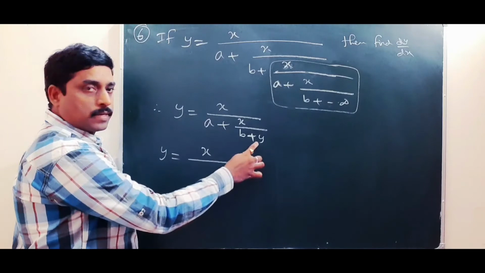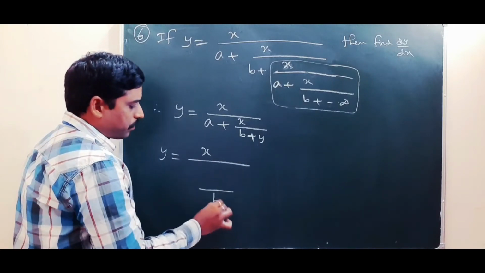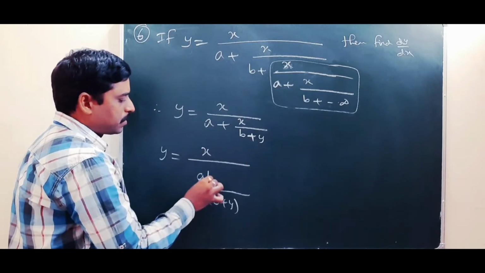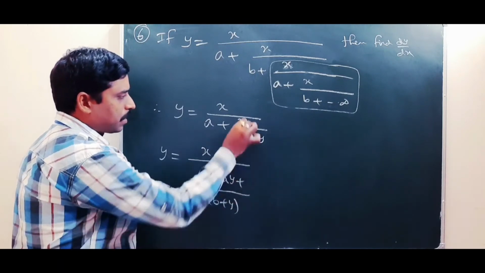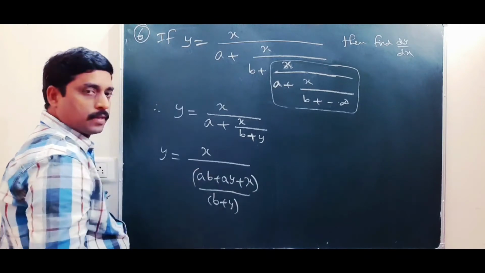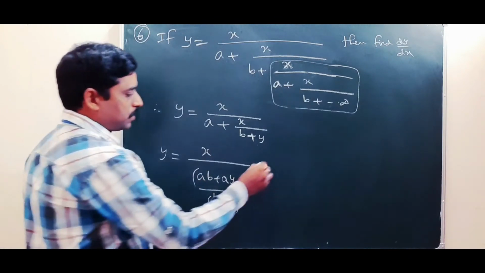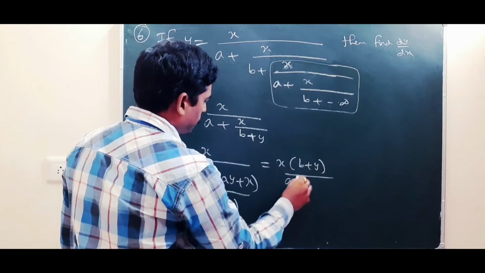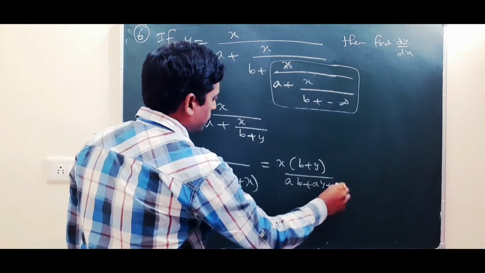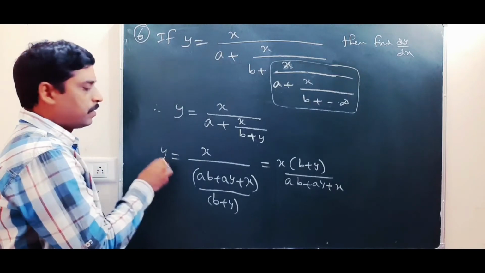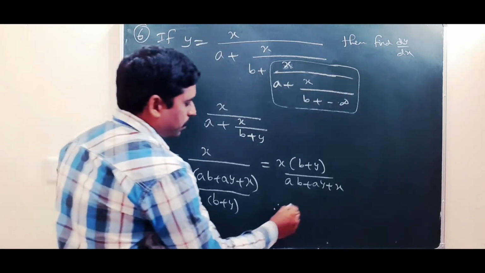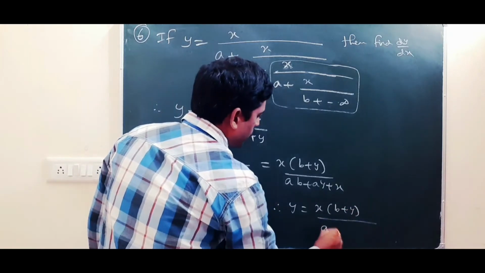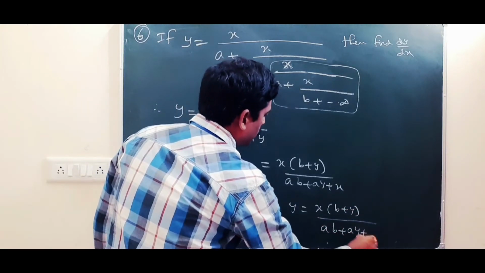So let us do LCM. In the denominator the LCM gives a into b plus y, that is ab plus ay plus x. Then b plus y multiplied with x. This is nothing but x into b plus y by ab plus ay plus x. So y is equal to x into b plus y by ab plus ay plus x.